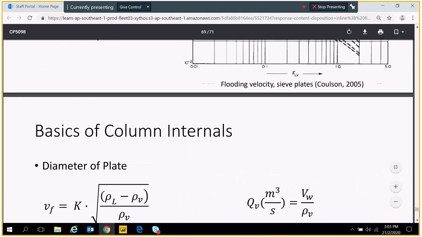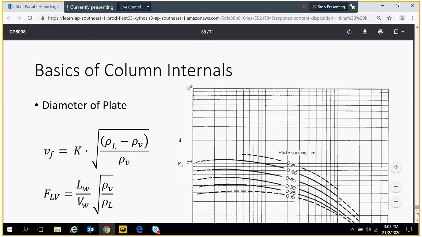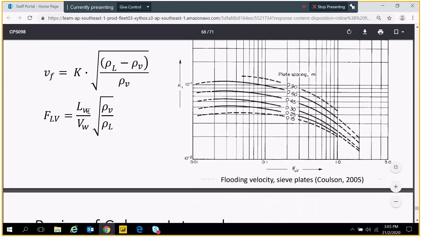So the important thing is that you must be able to explain this graph here. What's the effect of a change in the density, or a change in the mass flow rate of liquid and vapor? It will change the liquid-vapor factor, FLV.